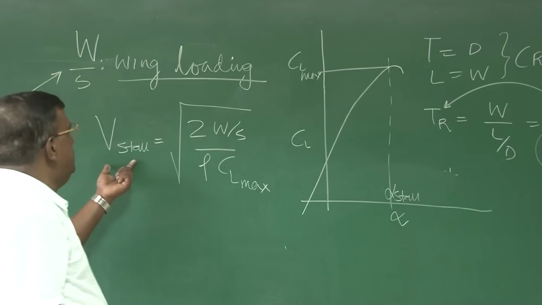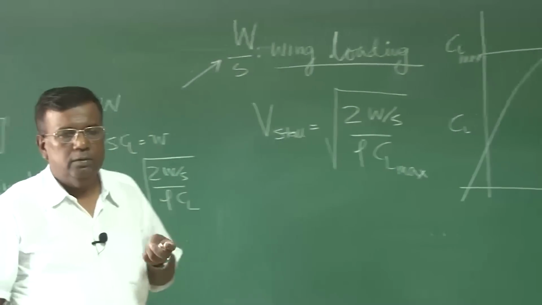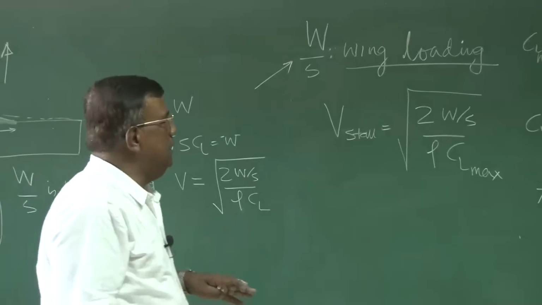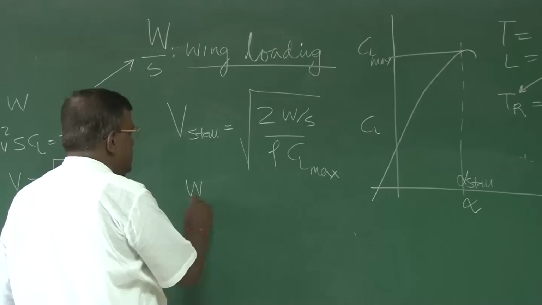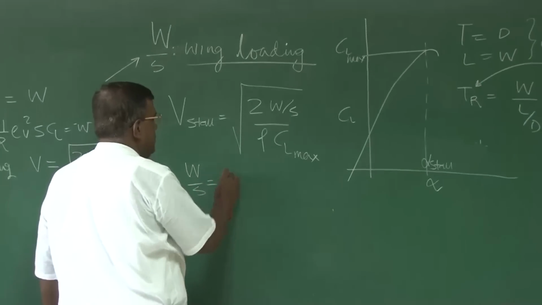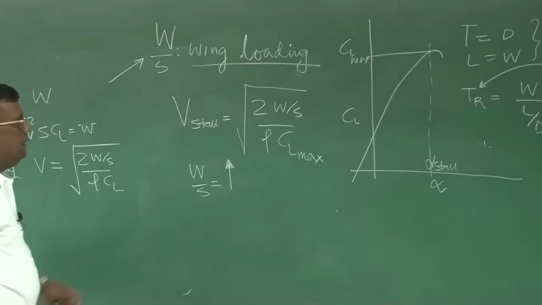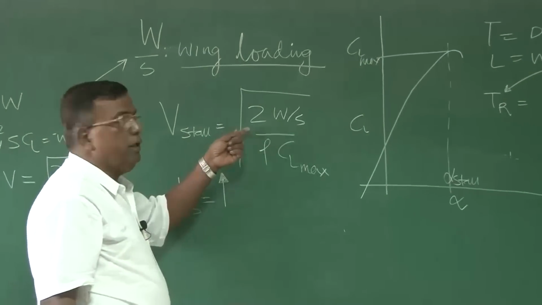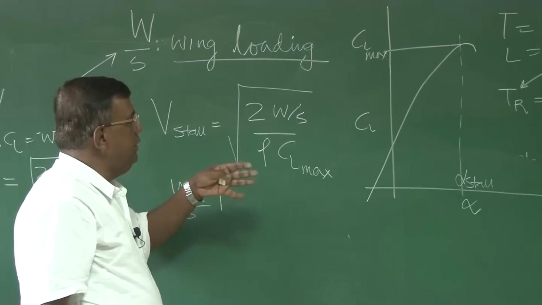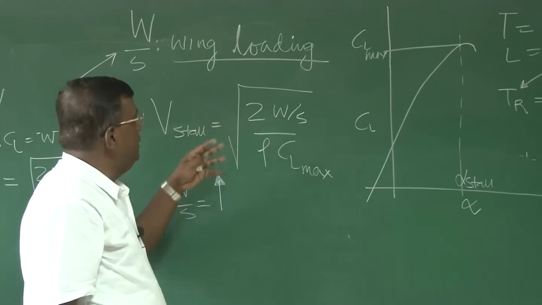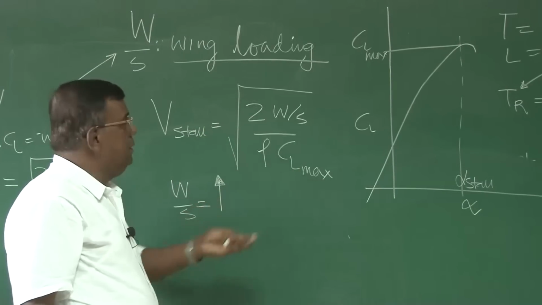Now see here. What is Vstall? Vstall is the minimum speed required to maintain lift equal to weight, right? So let's have an idea. If W by S is increased, what will happen? Vstall will go on increasing. Similarly, if rho goes on decreasing, that is, I am taking off in Kanpur, then taking off in Leh and Ladakh, the Vstall also will increase in Leh and Ladakh for same W by S or CL max.